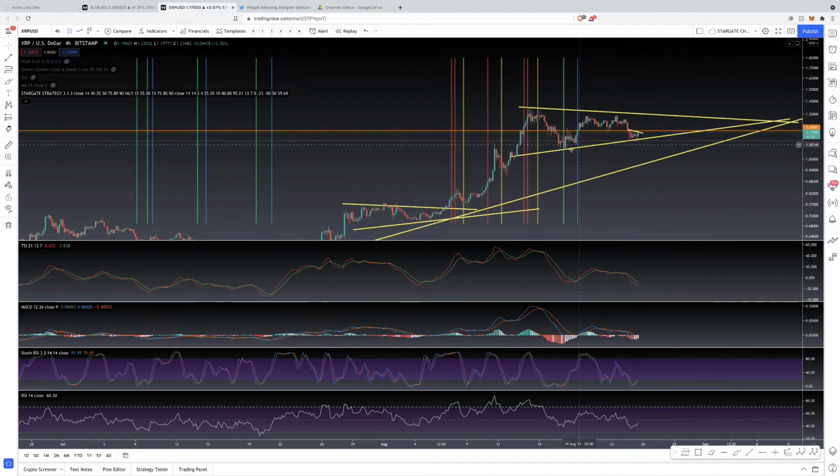So this kind of held this trend line right here, right? Every time it comes up, supported, rejected, supported. So we want to see it break through this upper resistance trend line.